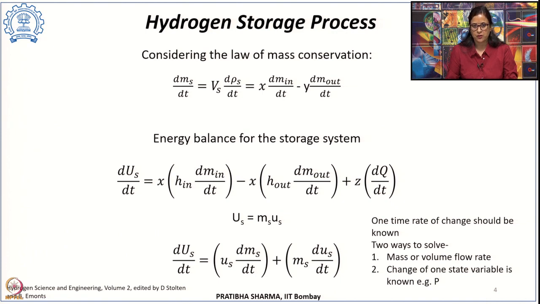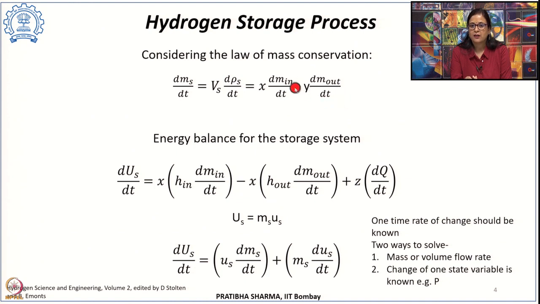Now, if we want to model a hydrogen storage process, what we need to consider is the conservation of energy and conservation of mass. So, to model a process of hydrogen storage, we can write down the law of conservation of mass as dms upon dt, where ms is the mass of hydrogen being stored in the storage system. This provides us the mass rate of flow inside the storage system, and that is equal to Vs d rho s by dt. Vs is the geometric volume of the storage tank, d rho s by dt is the rate of change in the density of the storage, and that is equal to a coefficient x times dm in by dt minus another coefficient y times dm out by dt.